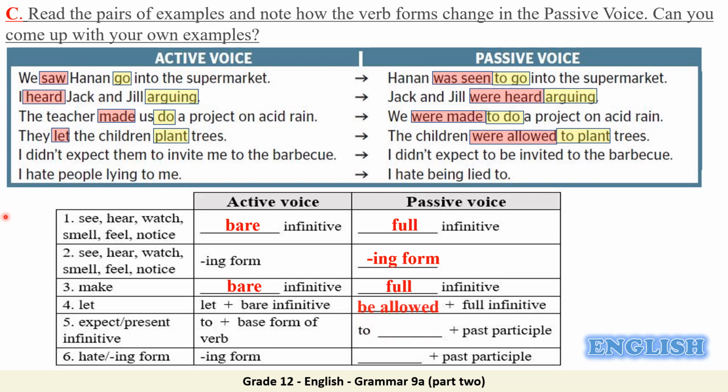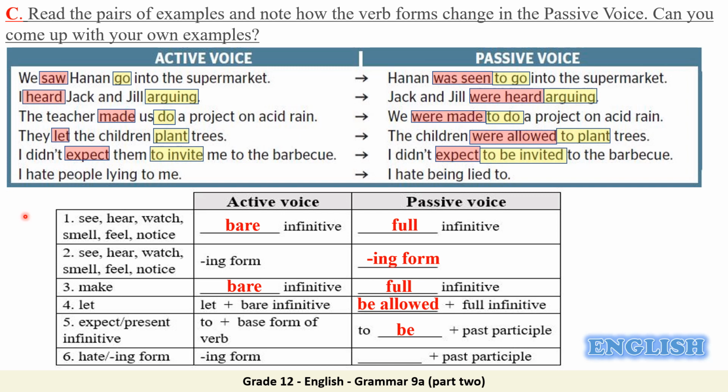Next, I didn't expect them to invite me to the barbecue. Expect, yes. I didn't expect them to invite, yes. No problem. What happens to the to invite? To plus invite after verbs like expect or need or want. To plus base form, yes. We change them into to plus be plus past participle. No problem. It's very easy. I didn't expect to invite. I didn't expect to be invited.